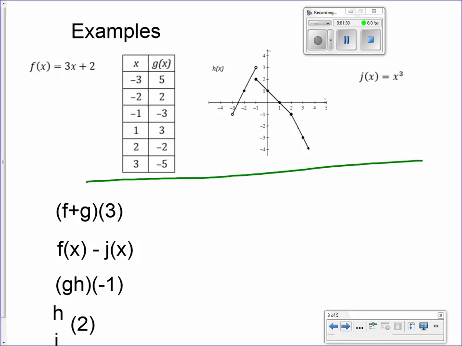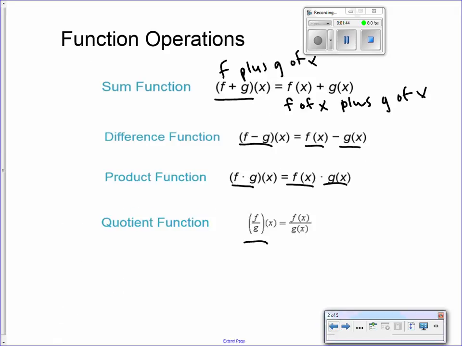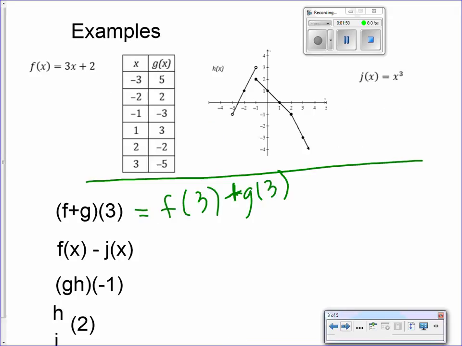So f plus g of 3. To solve that, we will do f of 3 minus g of 3. Because that's coming off, oops, sorry, that should be plus. That's coming off of the last page, right? That's the definition of addition, is that you can separate the 2 functions. So that's all that I did there. I just separated the 2 functions. And now I'm going to solve.